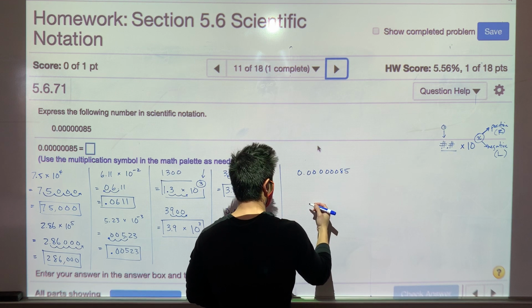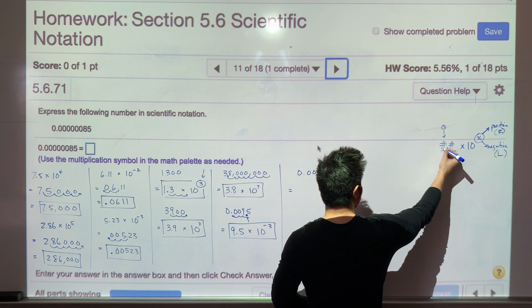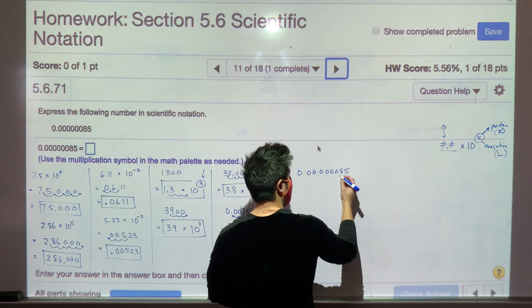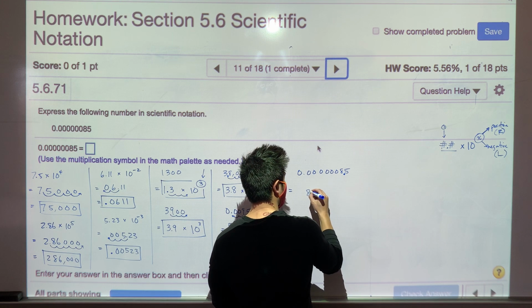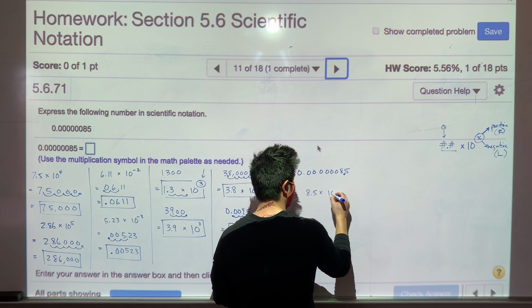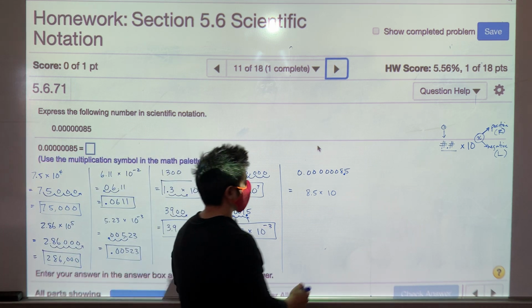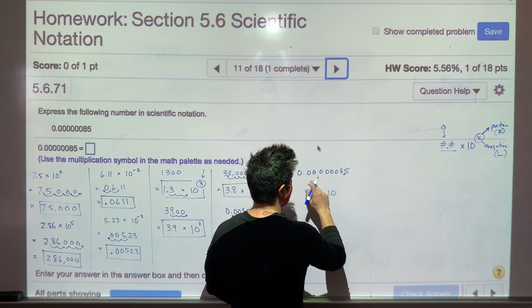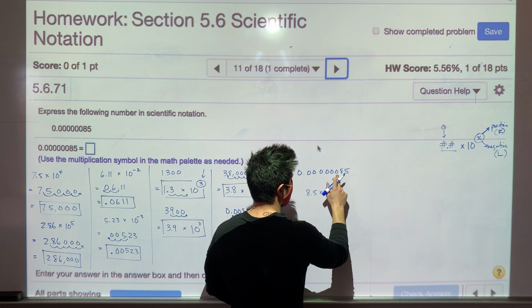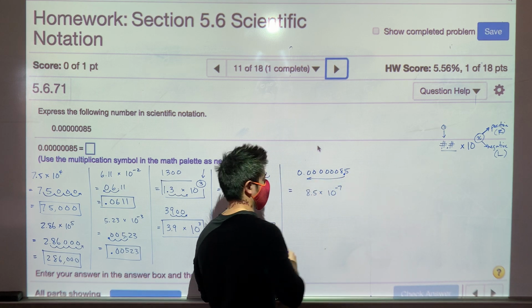All right, so like we said earlier, you need to have one digit and only one to the left. And so if I place my decimal right here, that would set me up with an 8.5 times 10 to the something. So that is going to be how many places? Well, you can just count up. 1, 2, 3, 4, 5, 6, 7 to the left because I have to go this way.